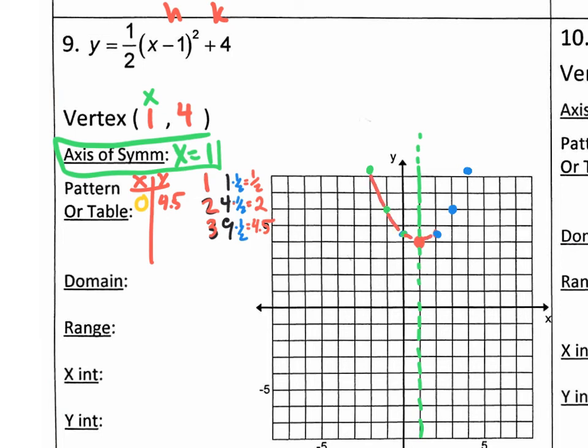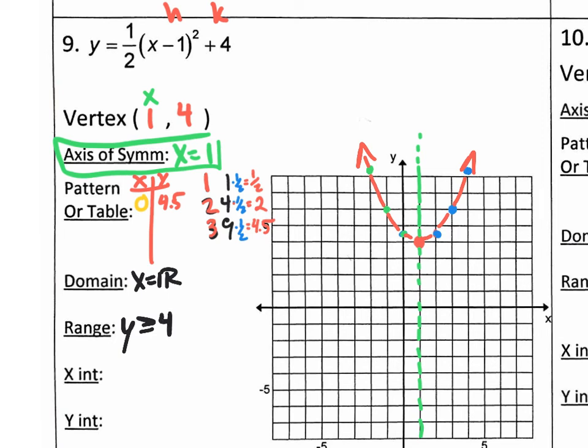You have that pretty wide parabola, because of course the a value is closer to 0. The closer it is to 0, the wider the parabola gets. Let's state everything else we need to state. The domain, x equals all real numbers. The range, y is what? Y is greater than or equal to 4.